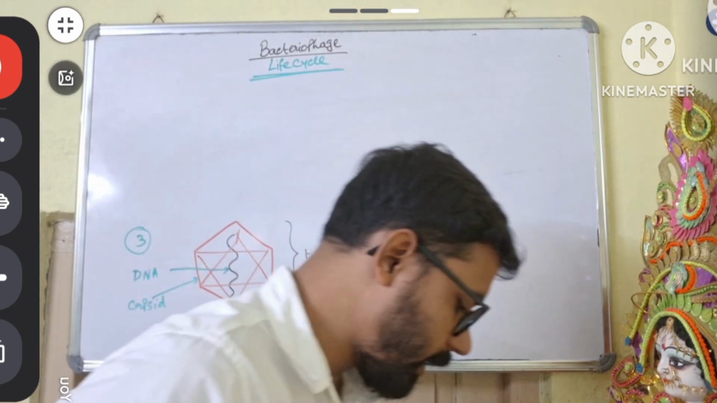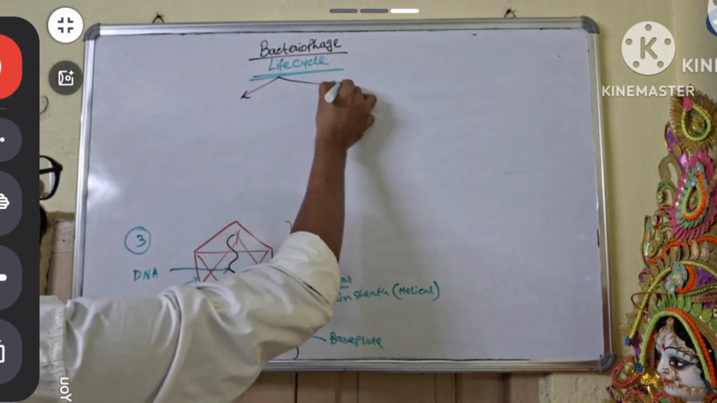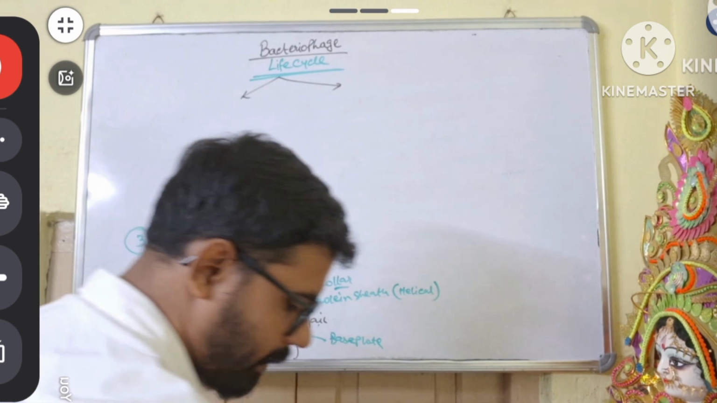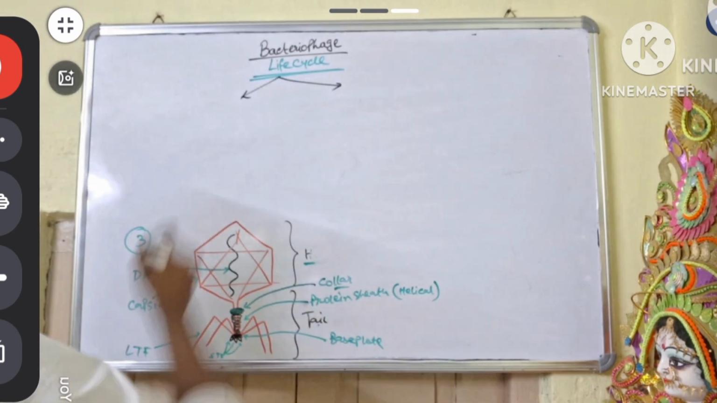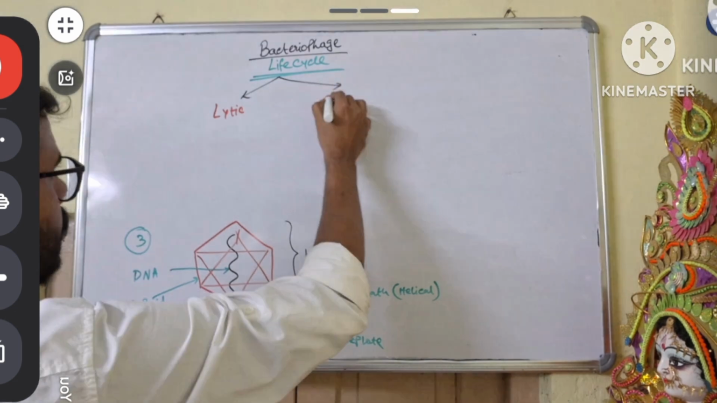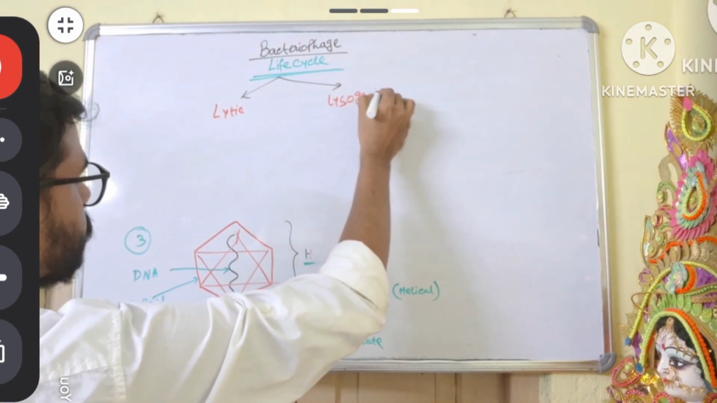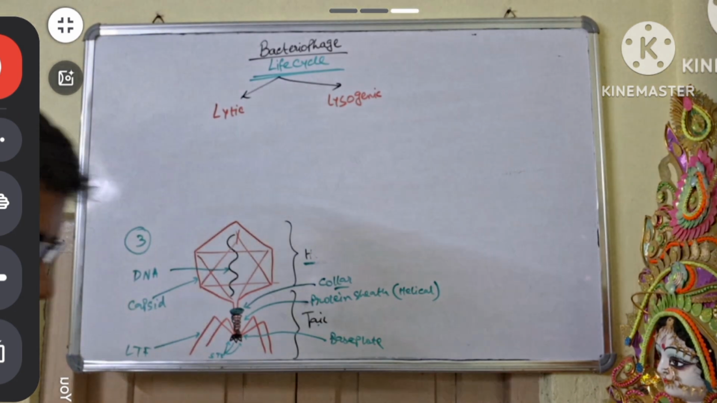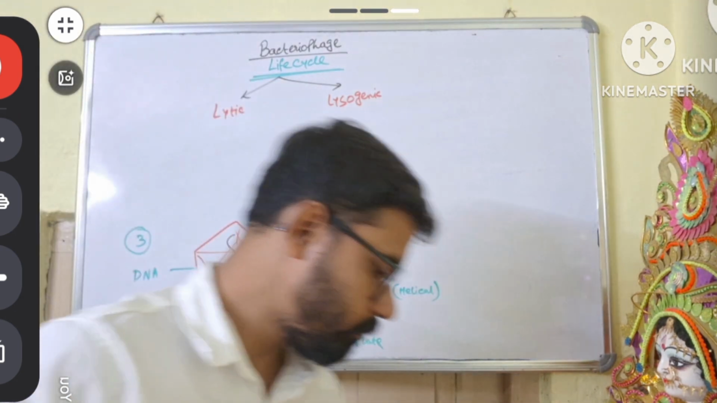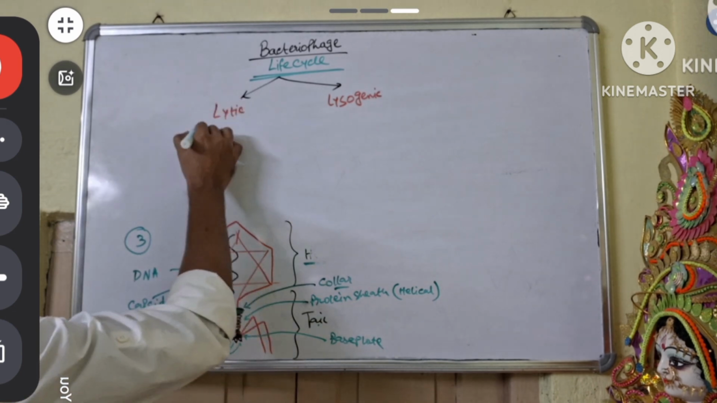Two types of life cycle are present in the bacteriophage. One is lytic, another is lysogenic. Lytic life cycle, lysogenic. Clear?